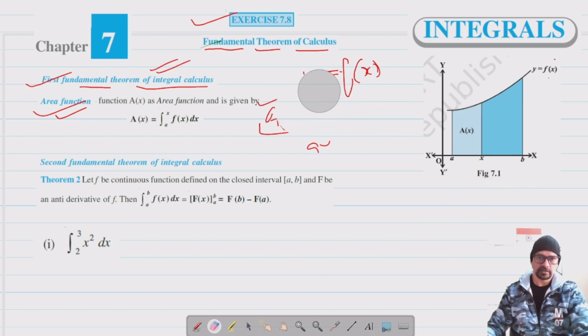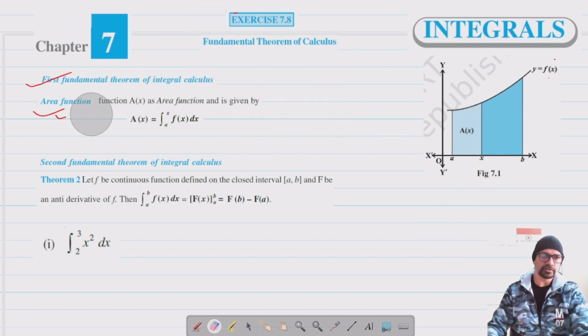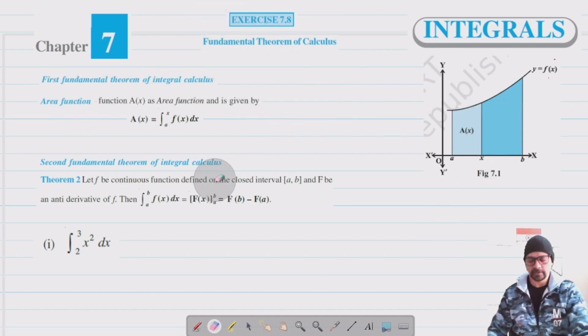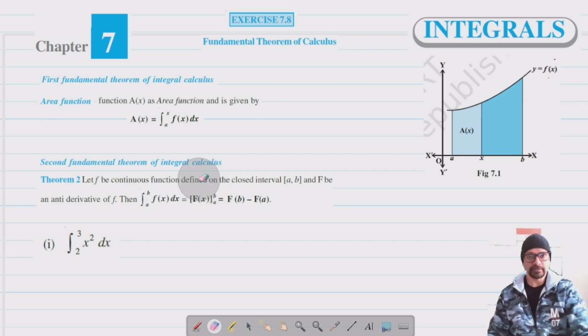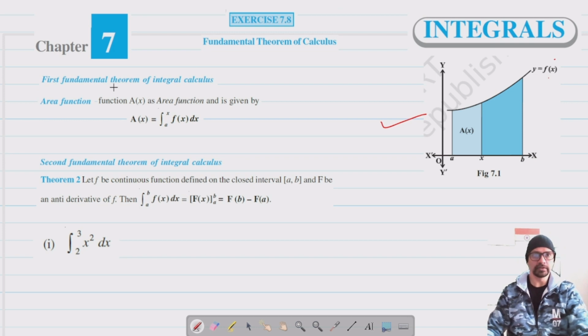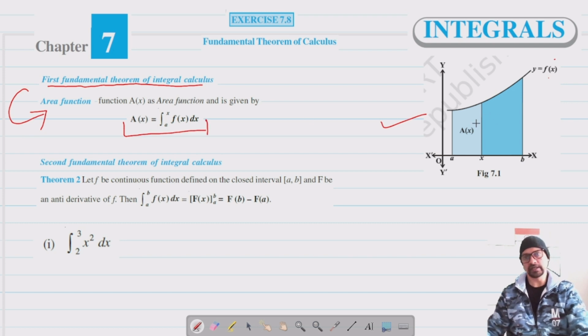And we will practice more of these questions in our next chapter, application of integrals. I have just given you an idea about the first fundamental theorem of calculus, how it can be used as an area function to find the area under the curve that is enclosed, in this case, by two ordinates x is equal to a and x is equal to b.